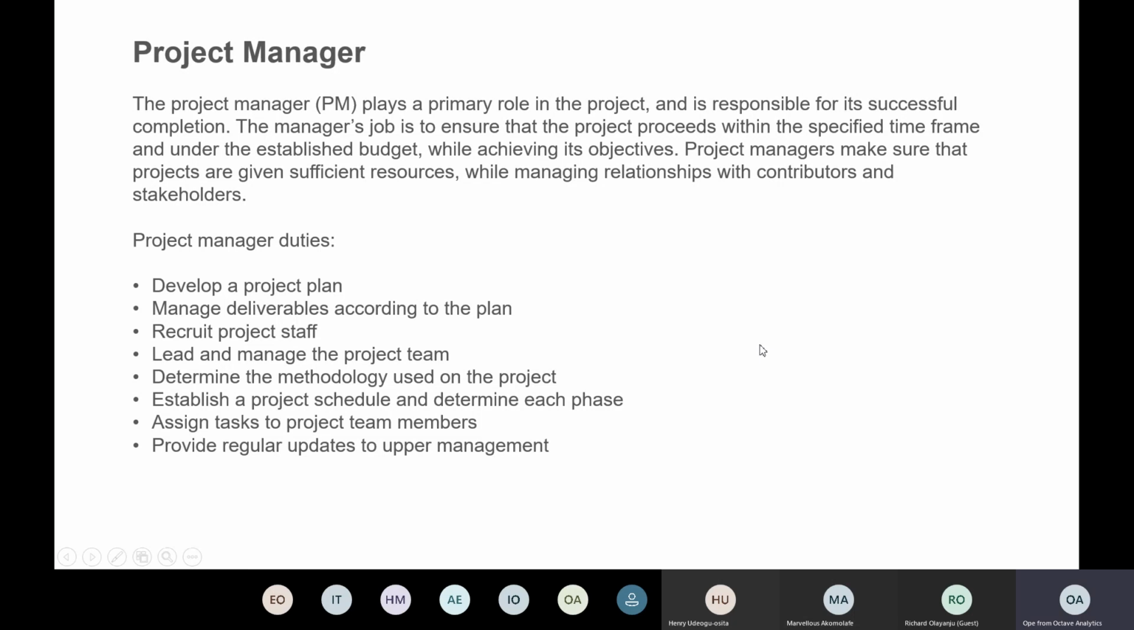And they provide regular updates to upper management. So that's what the project manager is expected to do. Sometimes you could have this as an additional role. Sometimes you could have a role as just a project manager alone, depending on how large the project is.